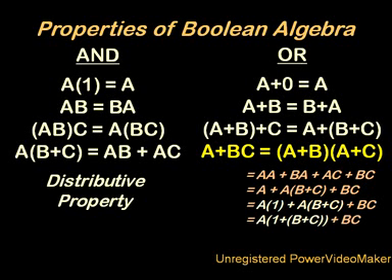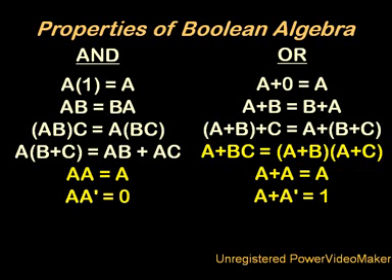And now I can factor again. I factored an A out of those first two terms. Oh, and 1 plus anything is 1. And A and 1 is A. Ta-da! A or B and A or C is indeed A or B and C.